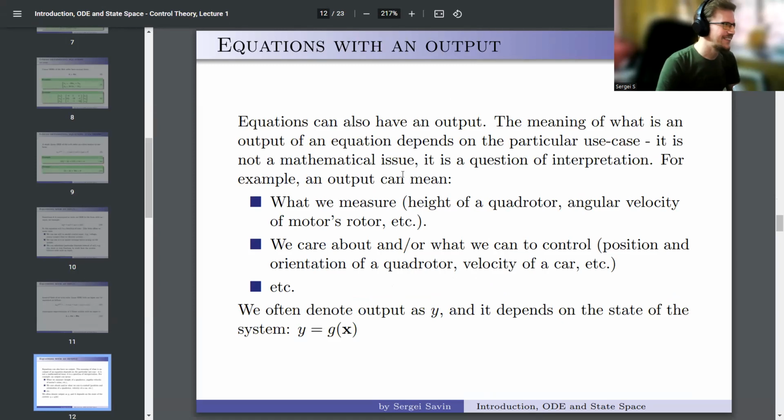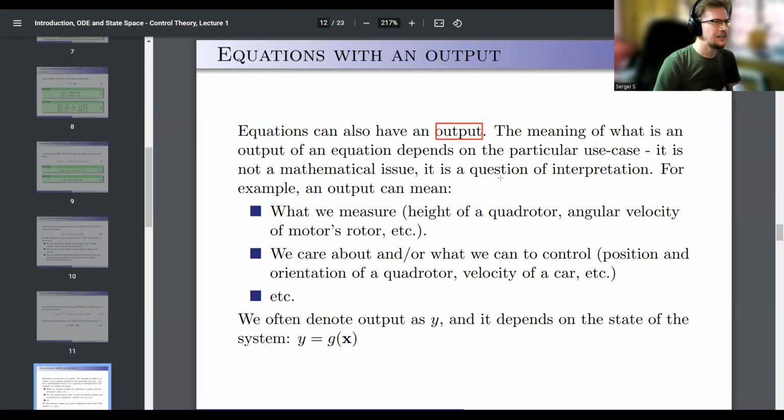Equations can also have output. If input wasn't confusing enough, we can add an output to the equations. Output is the same as input: not a mathematical concept, and it doesn't have a single interpretation. There are two very big interpretations for the output. It always depends on the practical use case, but very typical interpretations are as follows. What we measure, that can be output. And another one, what we care about. Care about means want to control.